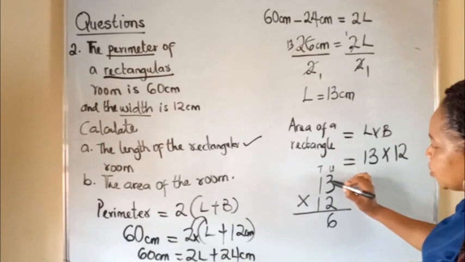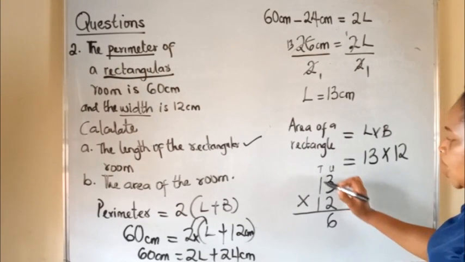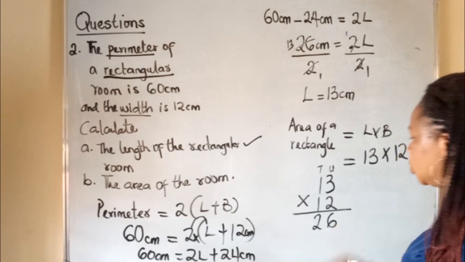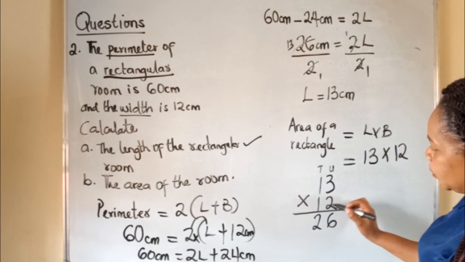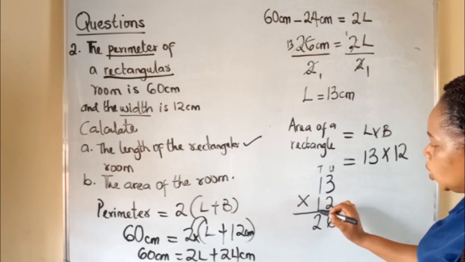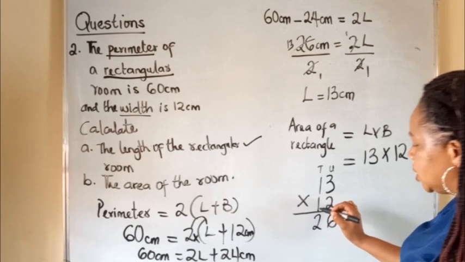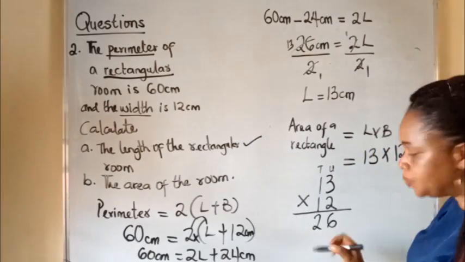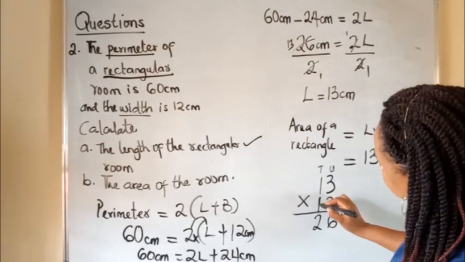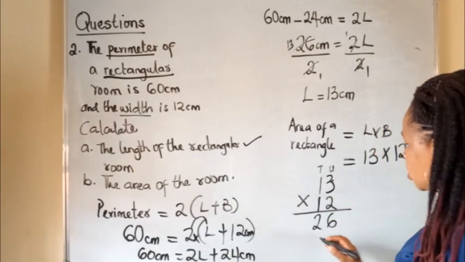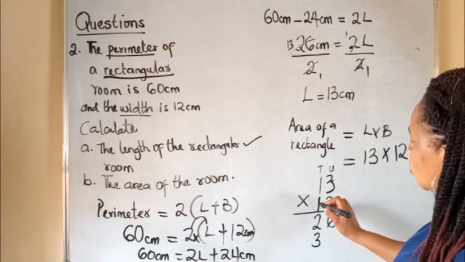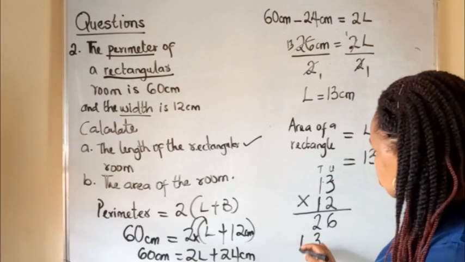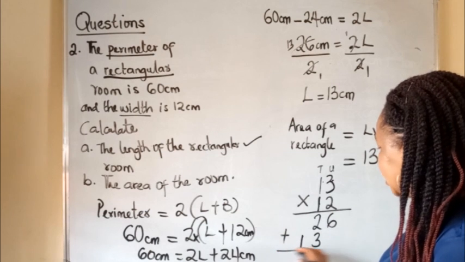So 2 times 3 will give us 6. 2 times 1 will give us 2. We are done with the unit number. Then we'll go to the tens number. And when we are writing the tens number, we will start writing under the tens digit. Okay? So 1 times 3 will give us 3. And 1 times 1 will give us 1. We then add it up.